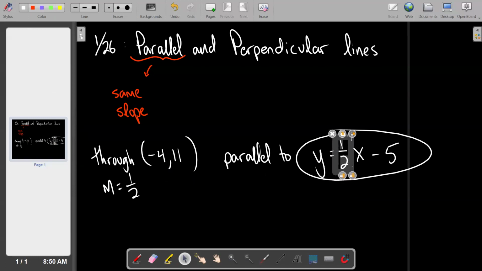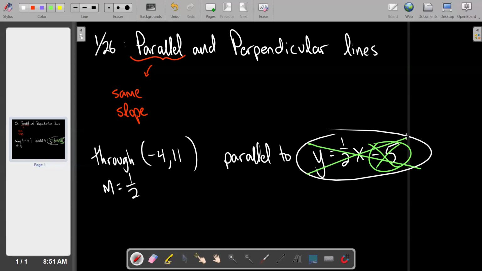The question inevitably that someone would ask is, well, what about the -5? And the answer is, I couldn't care less. The only way I could care less about that -5 would be if I were dead. It has absolutely no relevance in this problem. I simply want my line to be parallel to you. You have a slope of 1/2. Enough said.